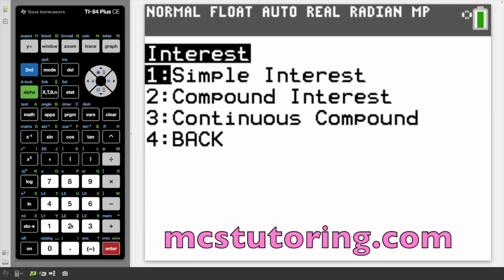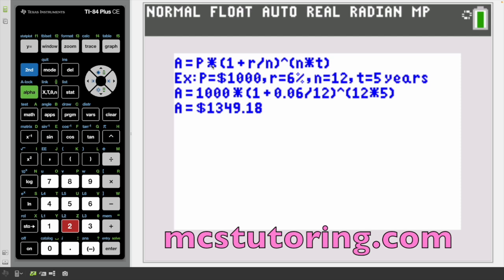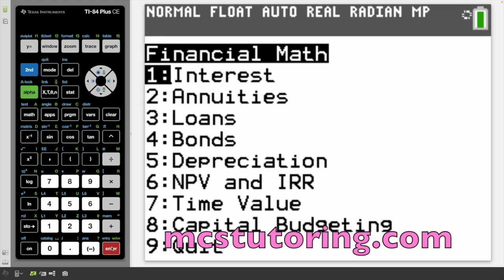Let's do compound interest. A equals P times (1 plus R over N), all raised to the N times T. Just for the uninitiated, N is the number of times compounded per year. Let's say the principal is 1,000, R is 6%, N is 12, T is 5 years. So we have the 1,000 times 1 plus 0.06, the 6% interest rate as a decimal, divided by 12, all raised to the 12 times 5. So there's your answer.